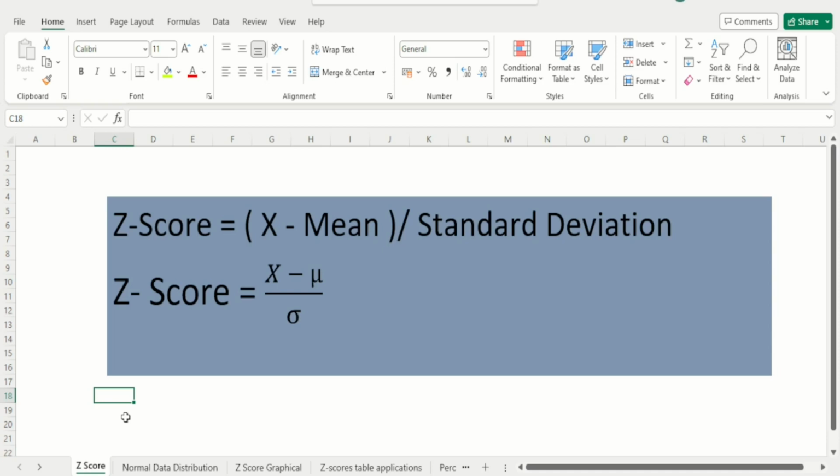For example, when we say that the z-score of a data point is plus 2.5, it means that it is 2.5 standard deviations away from the mean and it is to the right hand side of the mean. Likewise, if the z-score of a data point is minus 1.7, it means that it is 1.7 standard deviations away from the mean and it lies to the left of the mean or left of the average.